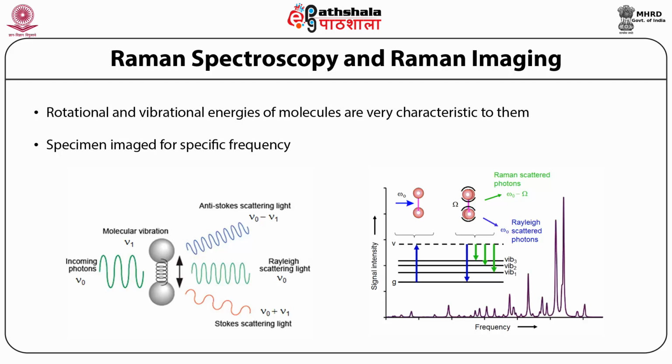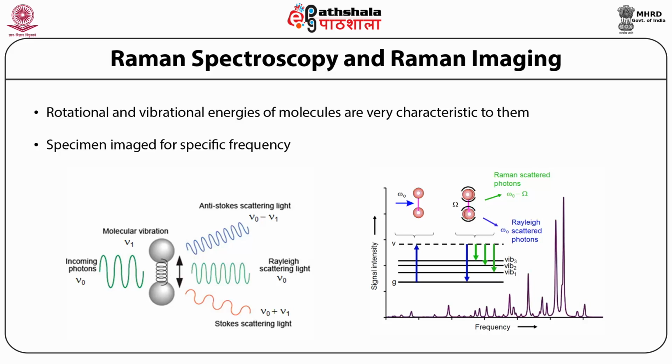That is explained through this picture here. You shine light on some molecule. The light has a frequency nu naught, and the molecule has a characteristic vibrational frequency given by nu1. Then the light which gets scattered from the sample can be of three types. In the first one, the light doesn't lose any energy at all. So the scattered light comes out with the same frequency, and this light is called Rayleigh scattered light.